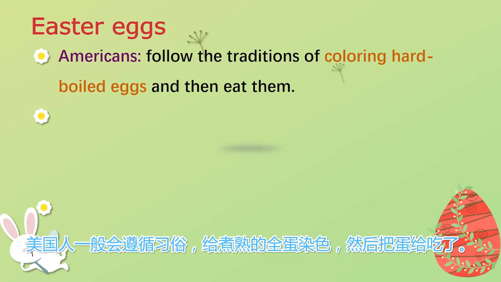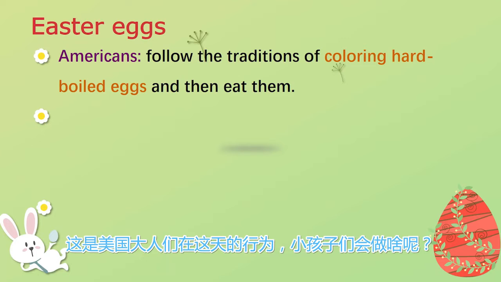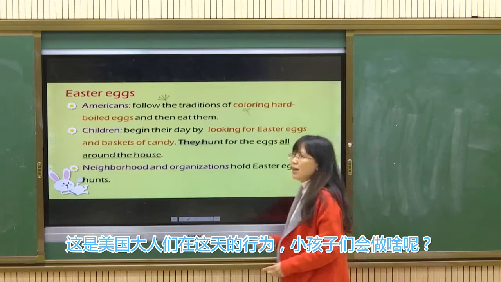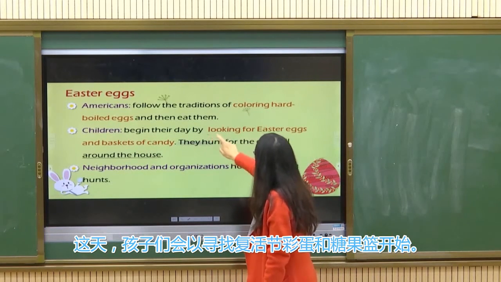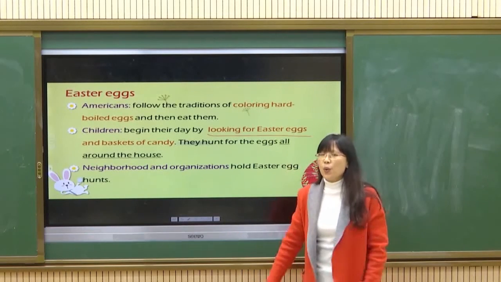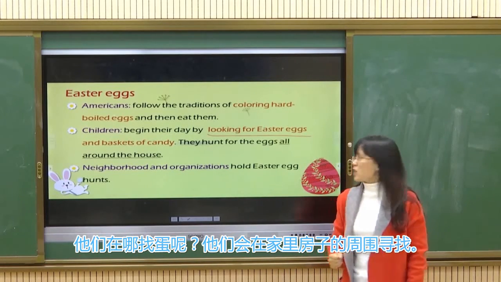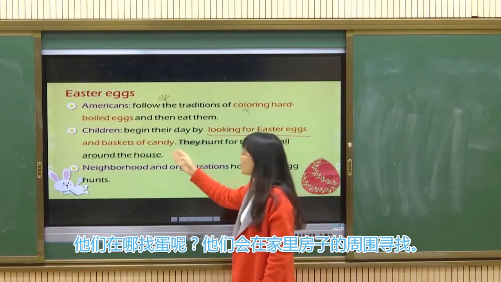American people will follow the traditions of coloring hard-boiled eggs and then eat them. And that's what the American adults do. And what are the children doing for this festival? Children begin their day by looking for Easter eggs and baskets of candy. Where do they look for the candy and Easter eggs? Let's look. They hunt for eggs all around the house.